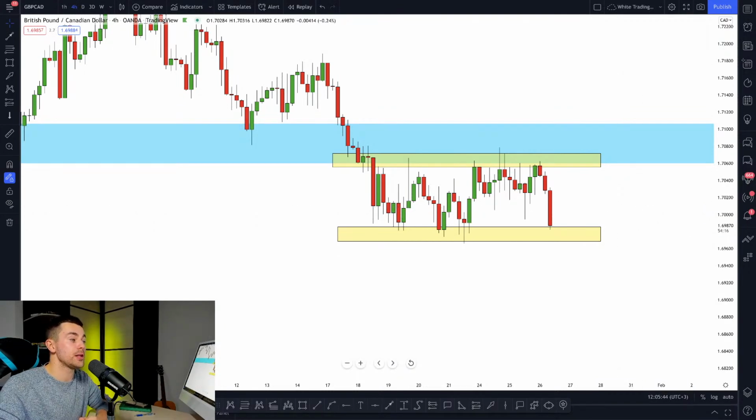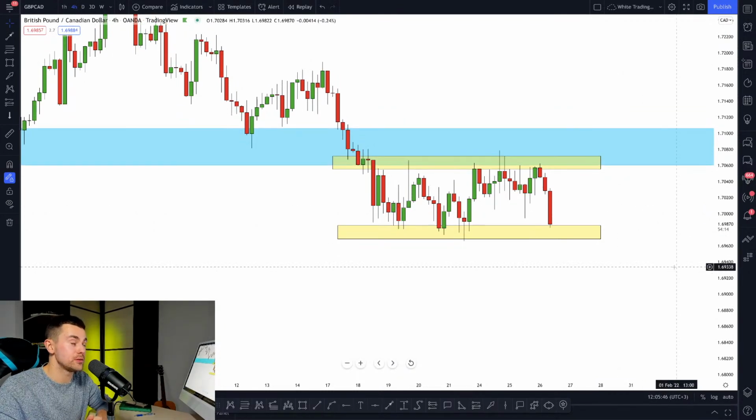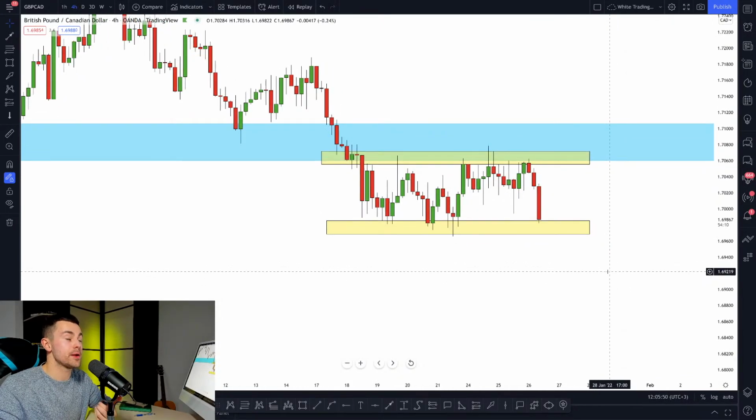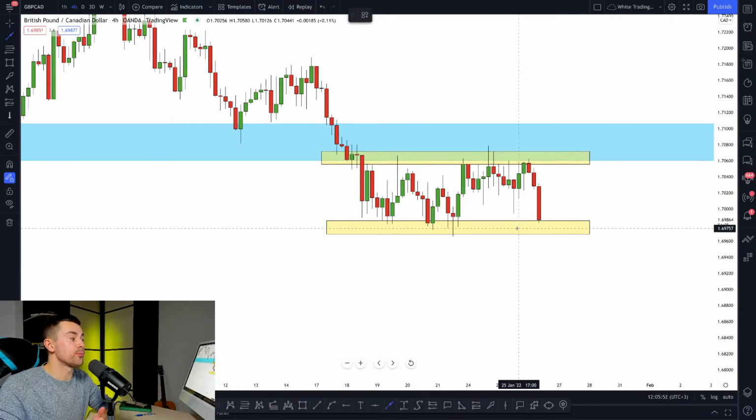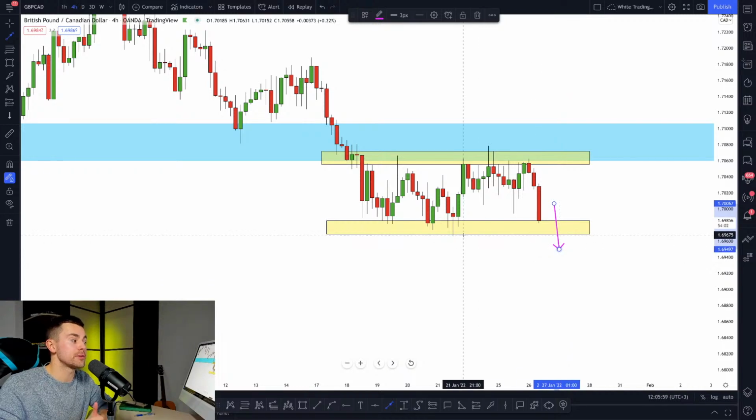With that range we can get our confirmation to short Pound Cat. How will we short the pair right here? We need the breakout of the range's support as our trigger to sell, because once the support of the range is violated, it will signify that the correctional movement here, this local indecision here, is over, and the market is ready for the next bearish wave.